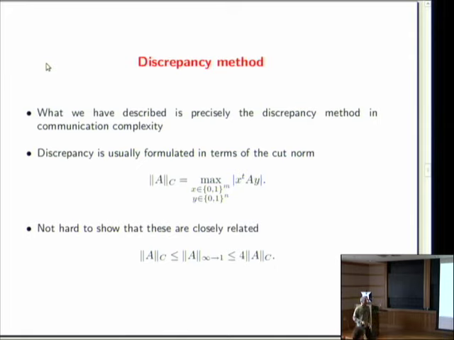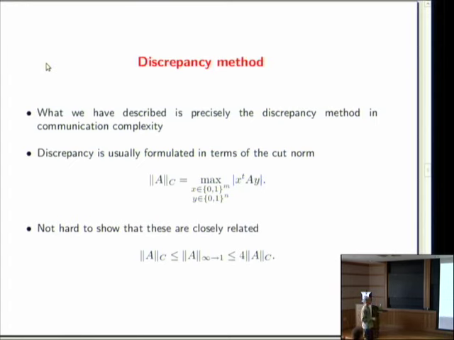Okay, so what I've outlined here, showing lower bounds on communication complexity by showing upper bounds on XOR bias, this is really just the discrepancy method in a different language.